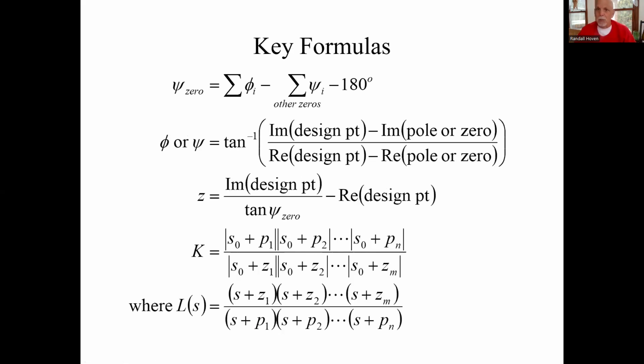And keep a formula sheet. Here are the main formulas for when we're doing controller design using Root Locus. And that wraps up my Root Locus module. Next up, we're going to get into the frequency domain.